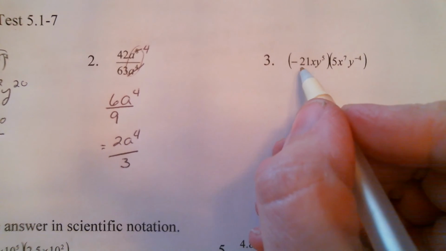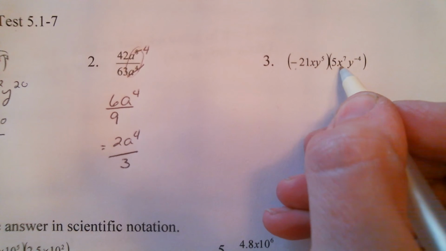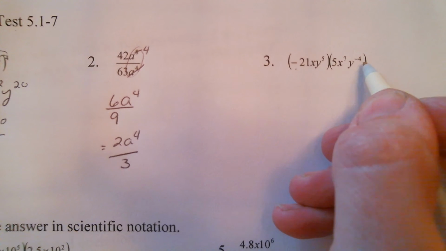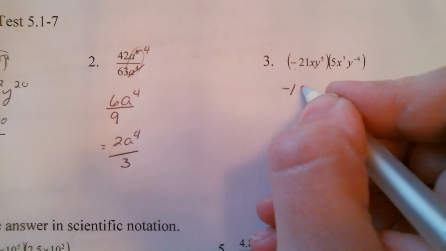Okay, here we're multiplying two powers. Negative 21 x y to the 5th times 5 x to the 7th y to the negative 4th. Negative 21 times 5 is negative 105.